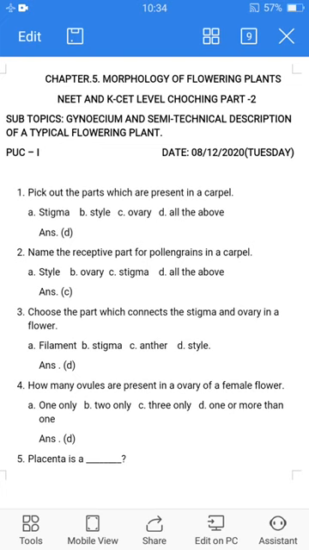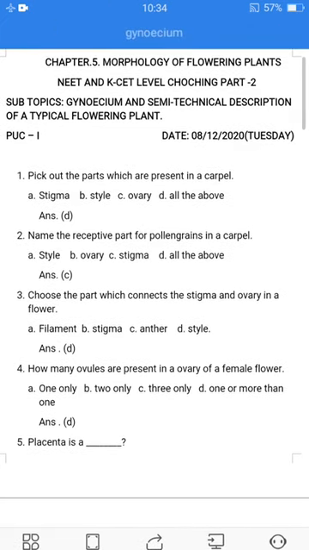In the previous class, we had a discussion, NEET level and KCET level coaching part, on the subtopics the flower and parts of the flower. Now, in this session, we are going to discuss NEET and KCET level coaching part on the subtopics of gynoecium and semi-technical description of a typical flowering plant. Now let us see in detail one by one.